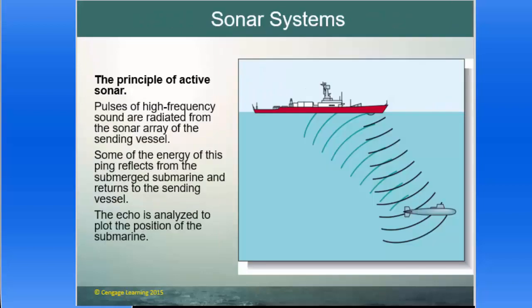All right, and so looking at the last slide here for lecture 6, this is basically looking at sonars and how sonars work. Sonars just emit a sound wave, and then the sound wave goes down and reflects off of an object, and the sonar listens for the reflection to come back. So the principle of active sonar: pulses of high frequency sound are radiated from the sonar array of the sending vessel. Some of the energy of this ping, this emission of high frequency sound, reflects from the submarine and returns to the sending vessel, and the echo is analyzed to plot the position of the submarine. Pretty standard stuff, and we talked about that earlier in the semester when we were talking about how we determine the depth of the ocean.